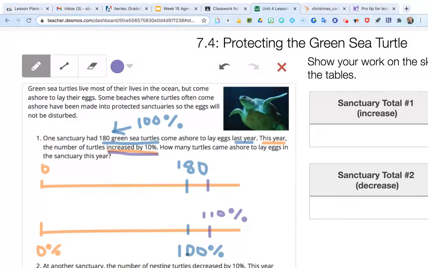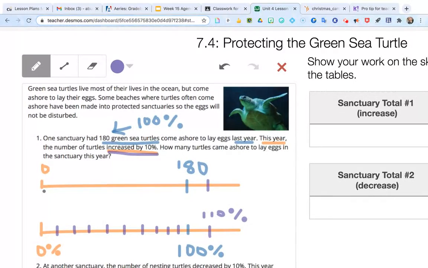Well, I need to cut 100 into 10 pieces. So 10, 20, 30, 40, 50, 60, 70, 80, 90, 100. Sorry, it's not spaced out evenly. So 10, 20, 30, 40, 50, 60, 70, 80, 90, 100, 110.